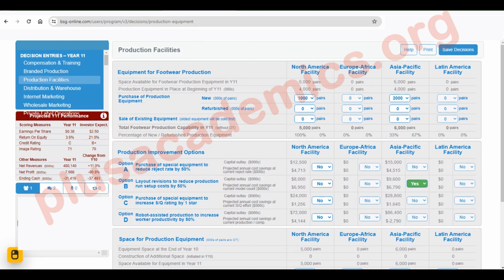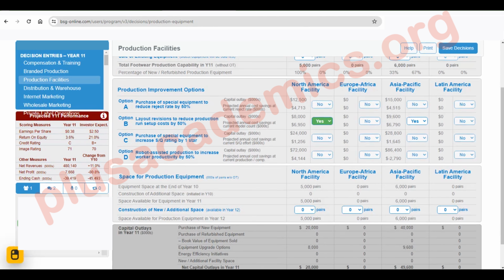Okay, so remember also we are producing many number of models. We need to reduce the production run setup cost, and that is option B. That's why you can see we are selecting it in both the facility in North America and Asia Pacific.